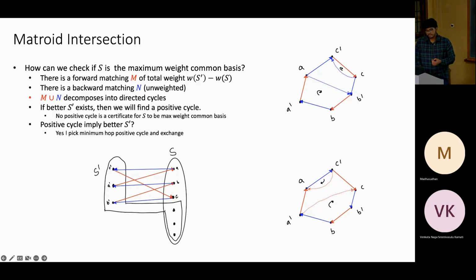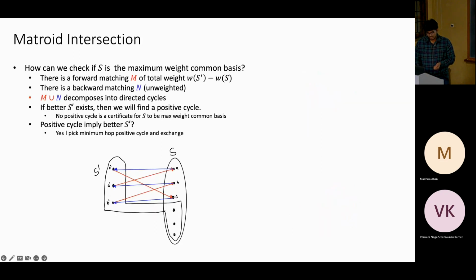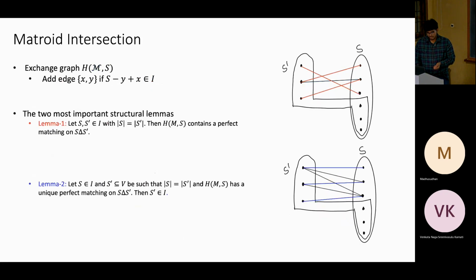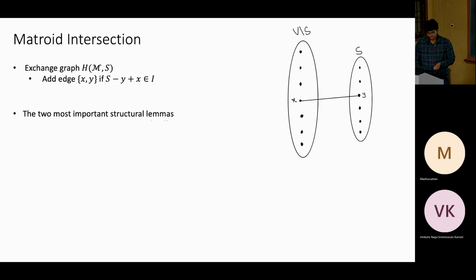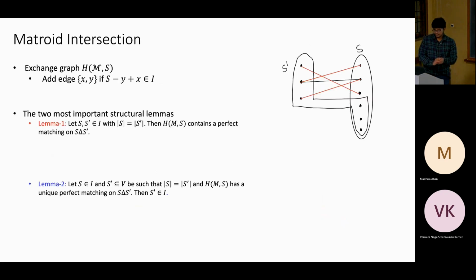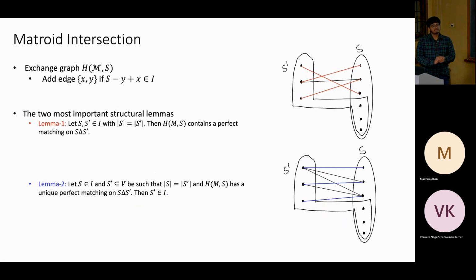So show me the second lemma again. Next one. I went too far. Right. So if I look at these valued exchanges, it should have a unique matching. In the intersection, it should have a unique matching for both the red and blue, the forward and back, and that we get with these minimum hop cycles.